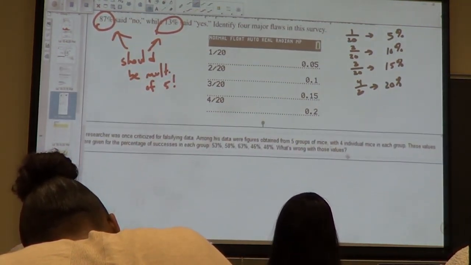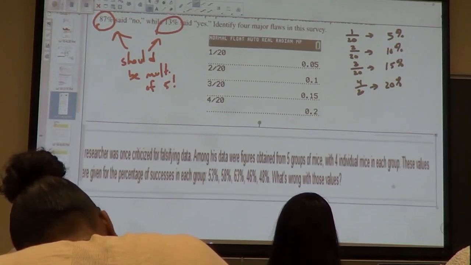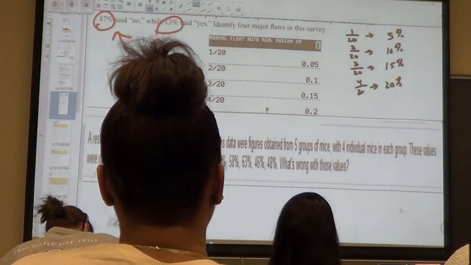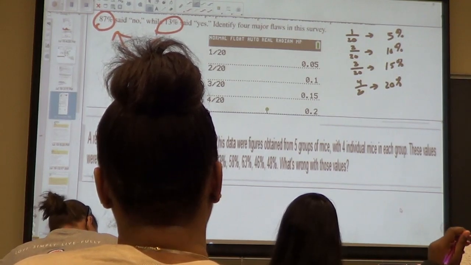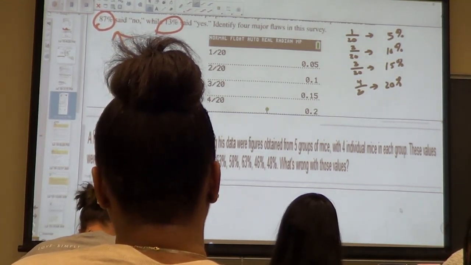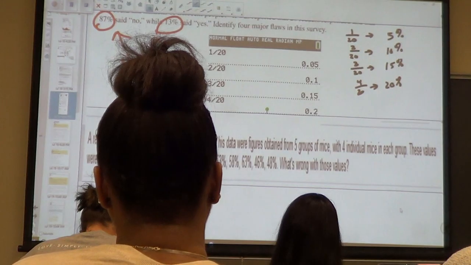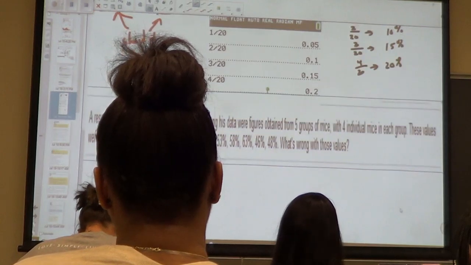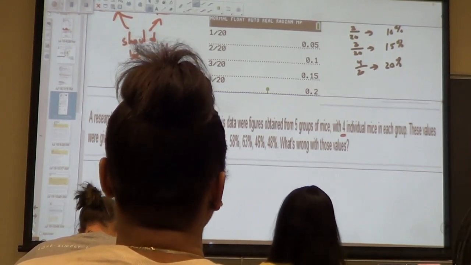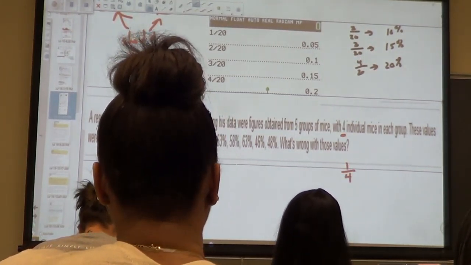All right, let's look at this one. A researcher was once criticized for falsifying data. Among his data were figures obtained from 5 groups of mice with 4 mice in each group. They were given the following success percentages. What's wrong with those values? How many mice were in each group? 4.